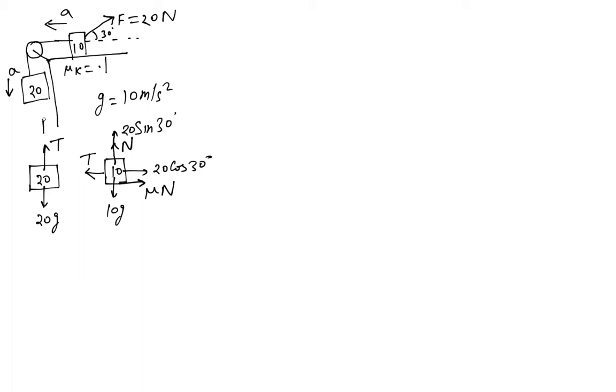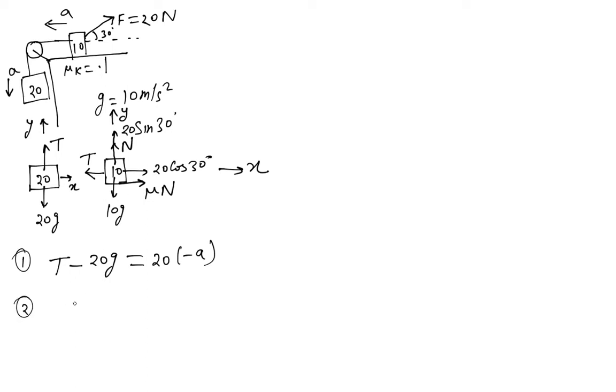Okay, let's write the Newton's equation for this guy. Let's assume up as y, this as x. For this guy, let's take x, and this is y. If we write Newton's equation, there is no equation for the x direction, but there will be one for the y direction, which will be T minus 20g equals, now a is in the negative direction because it's going down, so it's going to be 20 times minus a. That is the first one.